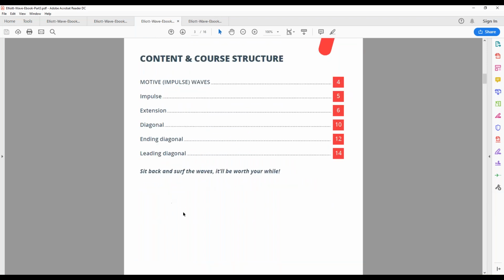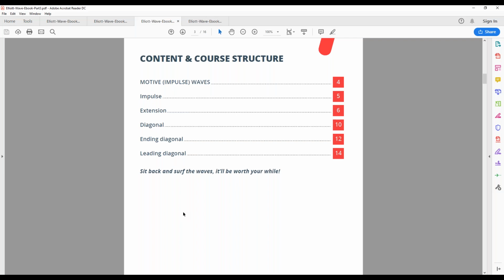Now, motive waves. Part 3 is about motive waves, and by motive waves, what I mean is either an impulse or all of them, they're motive waves. An impulse is a motive wave, but an impulse actually contains an extension.